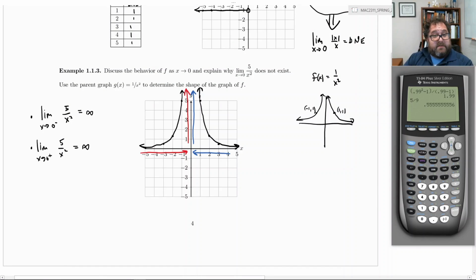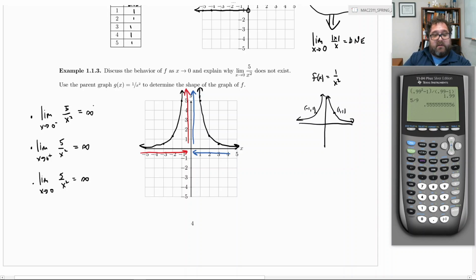Now, do notice the limit from the left and the right are both equal to infinity. Now, that might seem weird because they are both equal to infinity, and so we then say that the limit as x approaches 0, just in general from the left and the right, of 5 over x squared is also equal to infinity. But please remember what we're saying here.